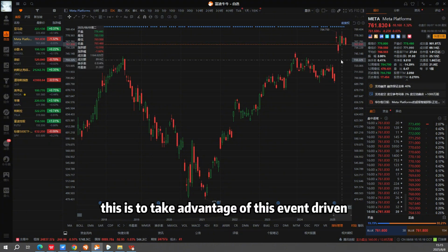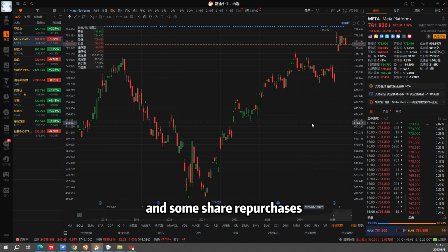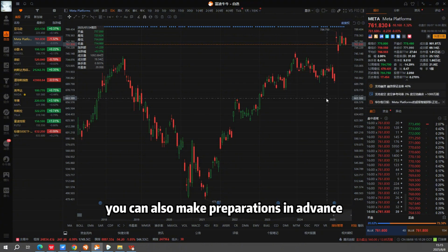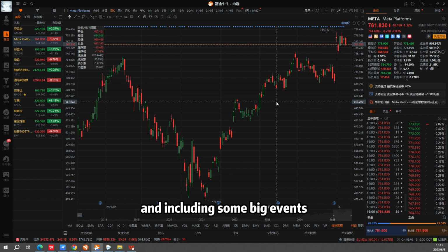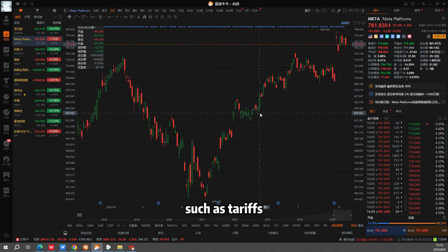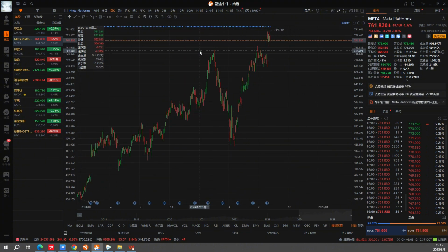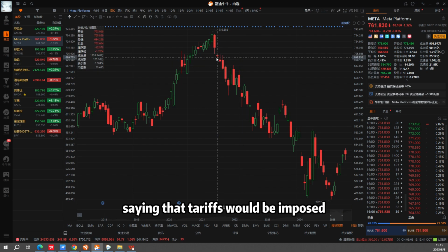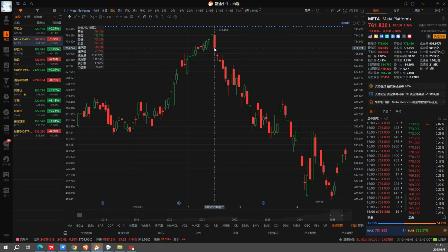This is to take advantage of event-driven opportunities every year during the earnings season, and some share repurchases or mergers and acquisitions news. You can also make preparations in advance, including for some big events such as tariffs. Before the tariff was announced in February, Trump had already given a heads up saying that tariffs would be imposed. After you know this news, you can short it, right? After the news was announced, you could short it.